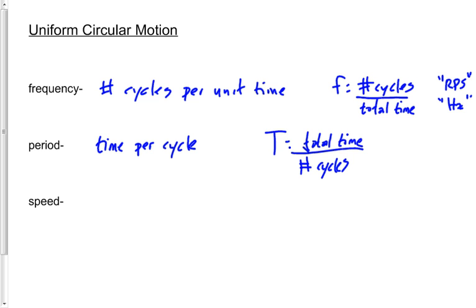That's not on our data sheet either. There is, however, an equation that relates the two of these together. T is equal to 1 over F. That one does appear on our data sheet. Period is the inverse of the frequency. Or if you rearrange that, frequency would be the inverse of the period.